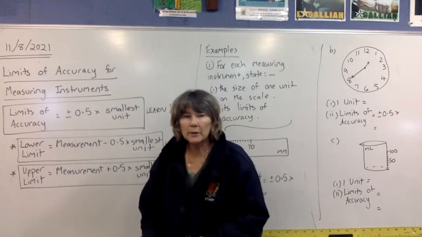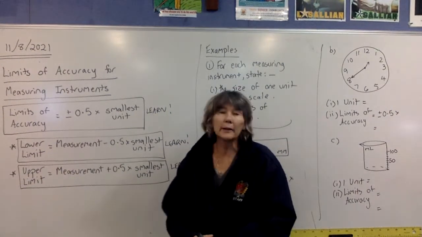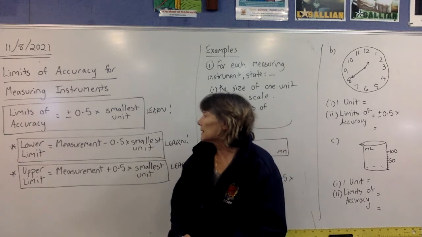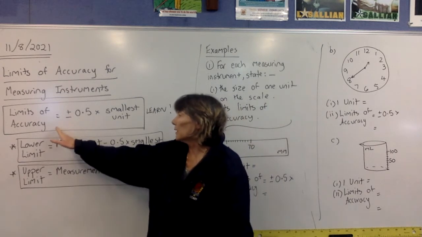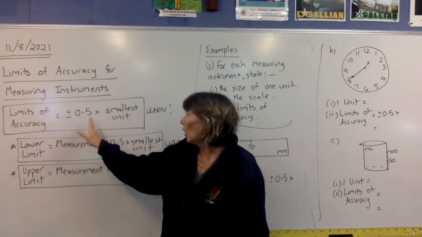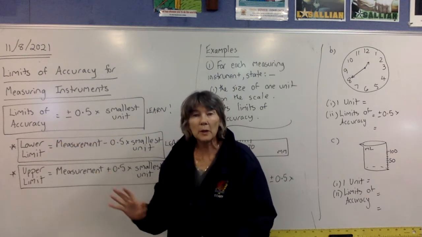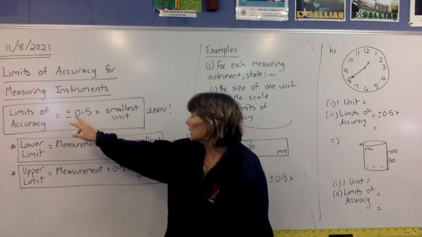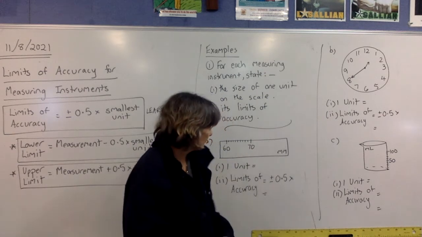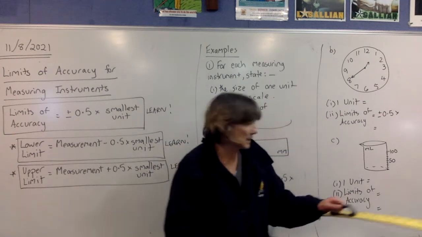Right, so today we're doing limits of accuracy for measuring instruments. What that means is that the limits of accuracy equal plus or minus half of the smallest unit. Because our measurements are normally in decimals, we're saying plus or minus 0.5 of the smallest unit. Okay, so what does that mean?